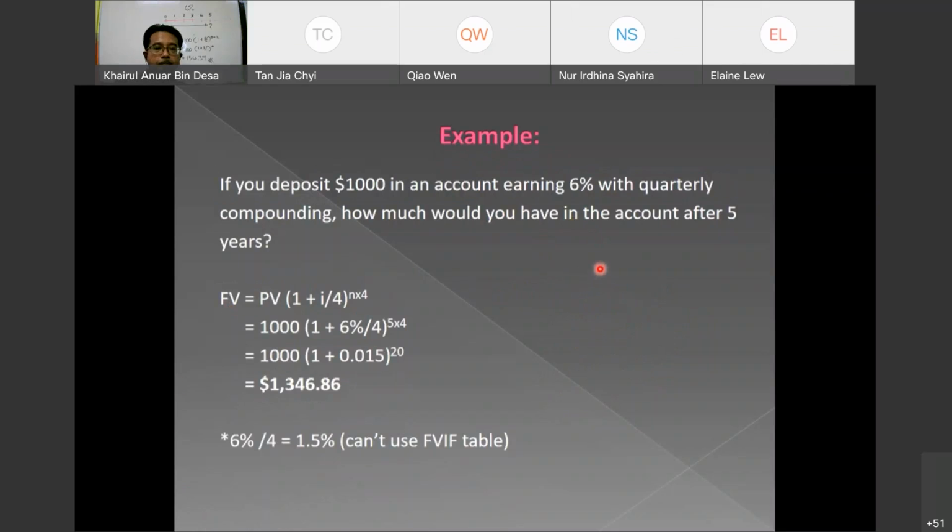This is quarterly. Okay, this is quarterly. 1,000 at 6% quarterly compounding for 5 years.